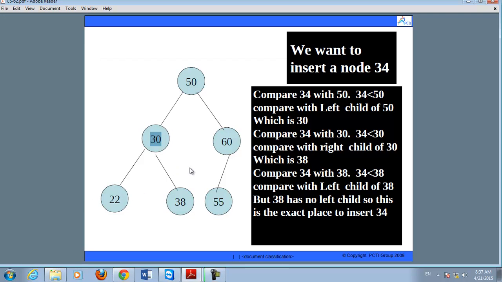Because you always have to keep one thing in mind: whenever you delete any element or whenever you insert any element, the properties of the binary search tree should be followed properly. It means the left node must contain the values smaller than the root node and the right node must contain the values greater than the root node.